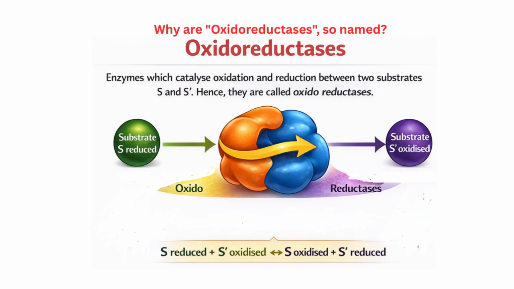9. Why are oxidoreductases so named? Enzymes which catalyze oxidation and reduction between two substrates, S and S prime. Hence they are called oxidoreductases. Example: S reduced plus S prime oxidized gives rise to S oxidized plus S prime reduced.